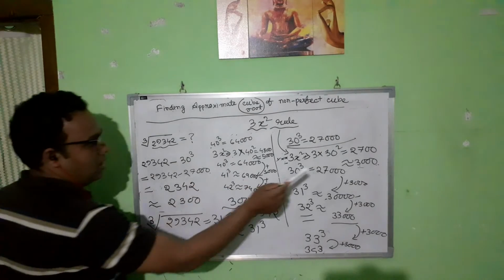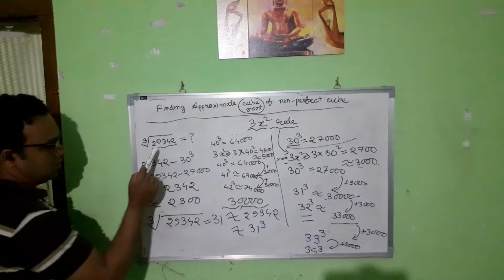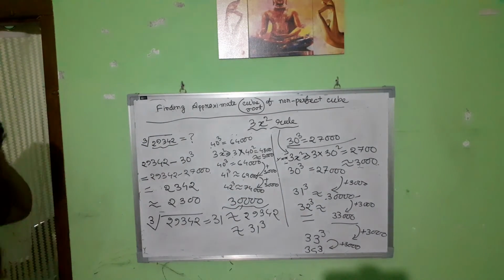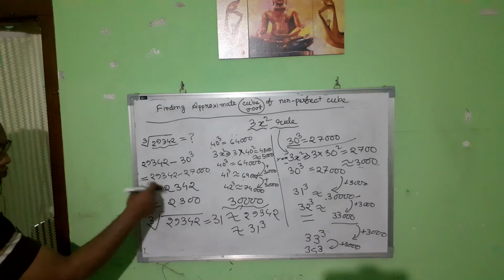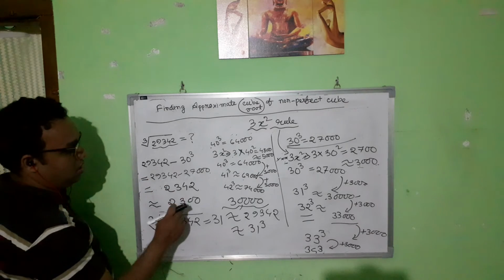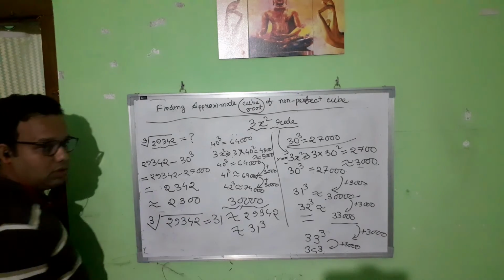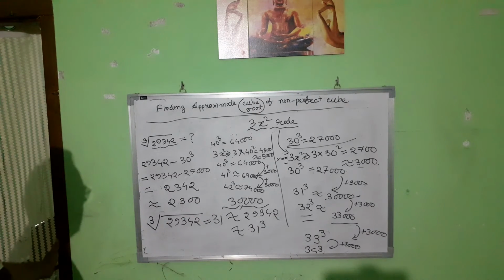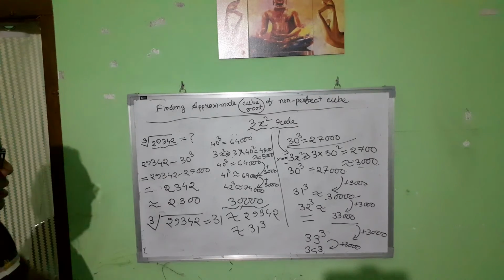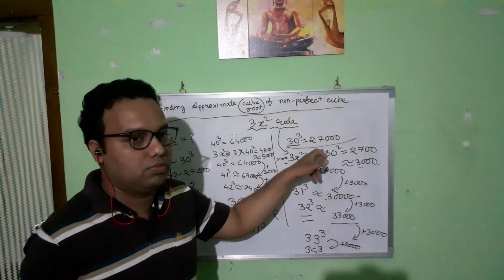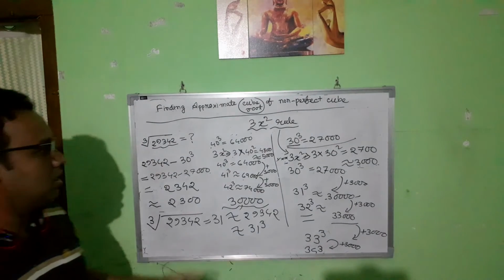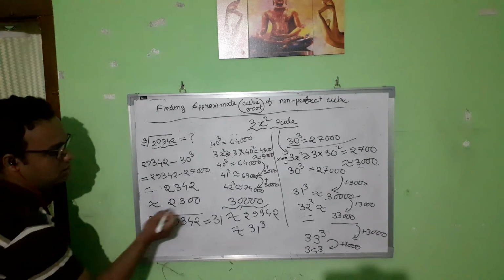Now, first of all, I subtract 27,000 from the given number and I get the number 2342. Again, 2342, when I round it off, is almost equivalent to 2300. So I understand the given number is greater than 30 cube. Alright, the given number is greater than 30 cube by how much? By 2300.